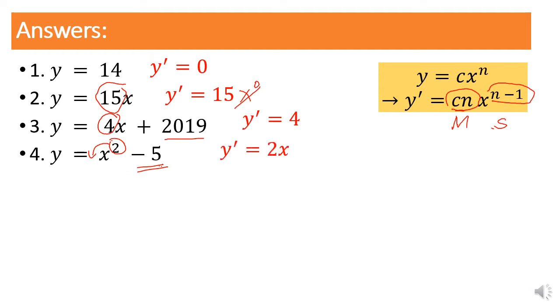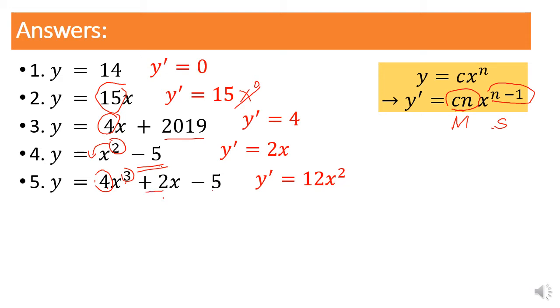Now for number 5, we have 4x cubed plus 2x minus 5. We can differentiate this one by one. This will become 4 times 3, which gives us 12, and then 3 minus 1 is 2. So y prime equals 12x squared. For the second term, the derivative will just be, pick up the coefficient, so that will just be positive 2. Again, we need not worry about this last term because the derivative of this constant is 0.